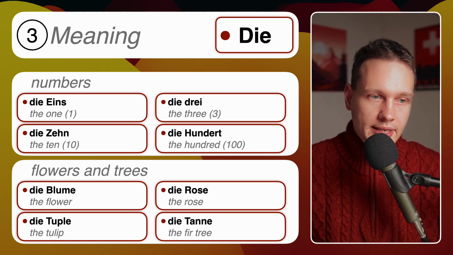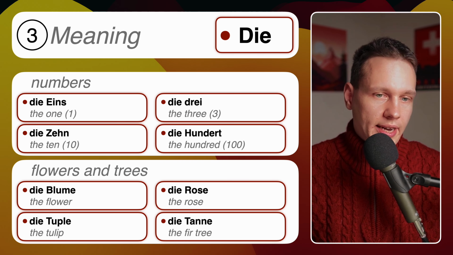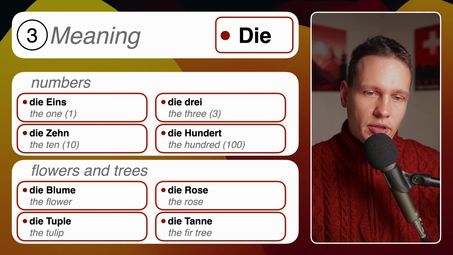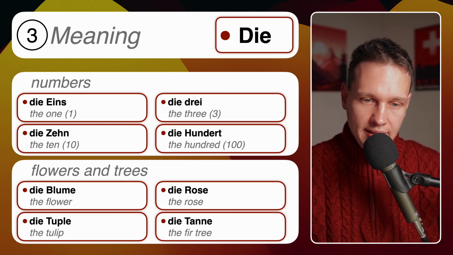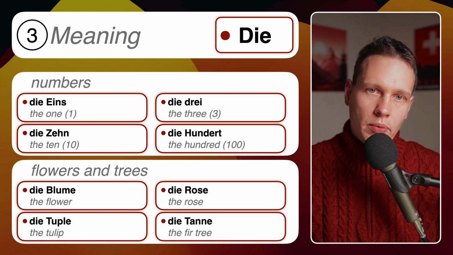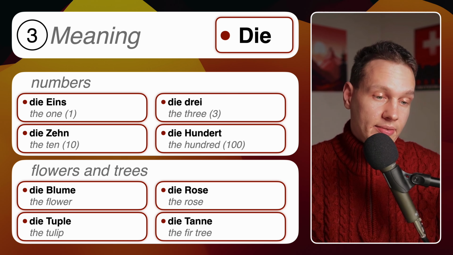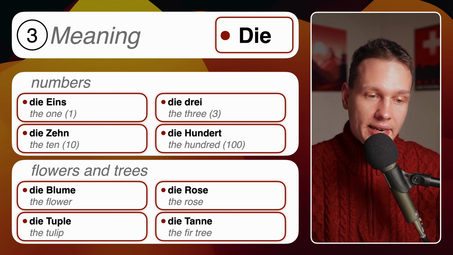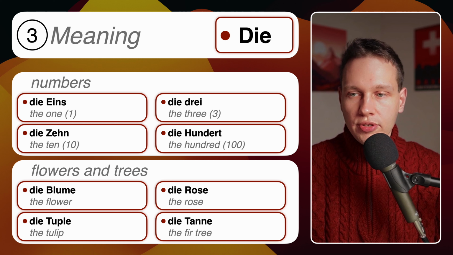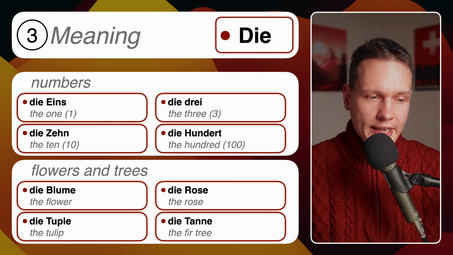And then let's look at die. So here the first group is numbers. So like die Eins, the one, and die Drei, the number 3, die 10, the number 10, and die 100, that's the number 100. And then there are not too many important ones with these, so I put in another one that's perhaps not the most important one to know, but still that's flowers and trees.